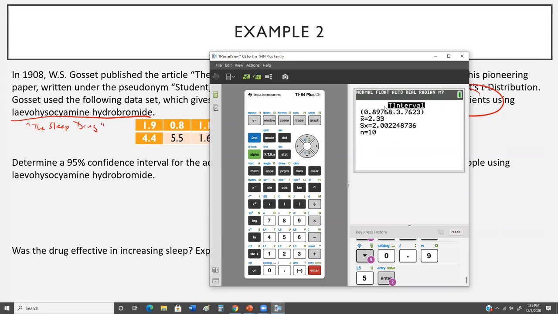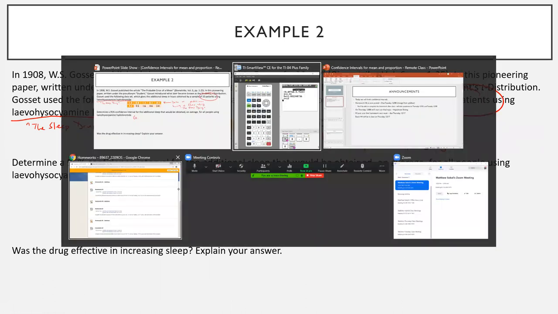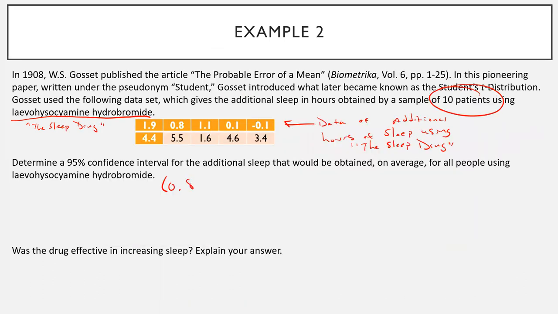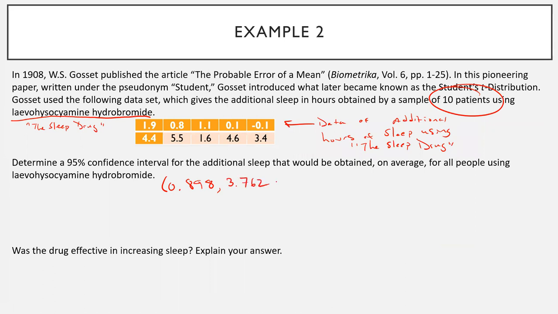How many people got this, just out of curiosity? Awesome. So that's the confidence interval right there. I'll go to 3 decimal places. It's 0.898 to 3.762. Okay, this is our 95% confidence interval for the additional sleep on average.